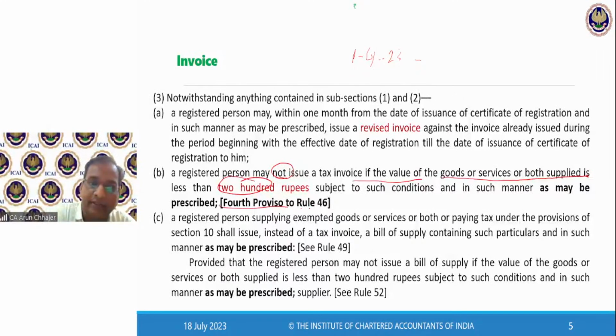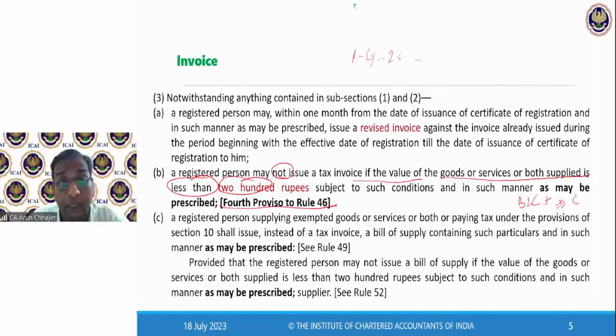Where it is being prescribed, if you refer the fourth proviso to rule 46, they are saying if the transaction is B2C and customer does not want the tax invoice, in that case, if the value is less than 200, then you can issue the consolidated tax invoice on per day basis. Point to be noted, we will discuss the consolidation of invoice, one at per day basis, and at one place we will discuss per month basis.